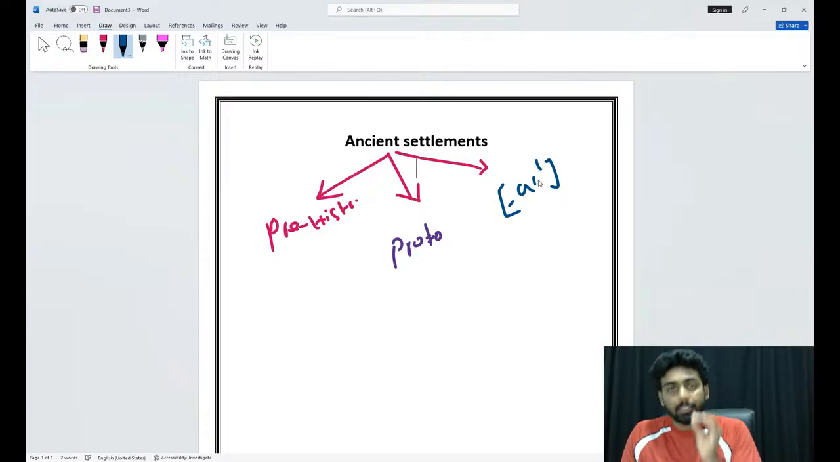Now remember the ancient settlements, lesson number 2. It's a compulsory lesson for our O-level exam. It needs to be studied under 3 eras: prehistory, proto-history, early history.